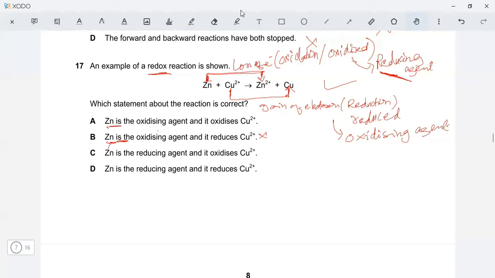Now it can be option C or D. Zinc is reducing agent, it oxidizes copper. So the first half of the statement is correct, but the second half is wrong. Zinc is a reducing agent and it reduces copper actually. It reduces copper. So the correct statement is D. So the answer is D. Okay.